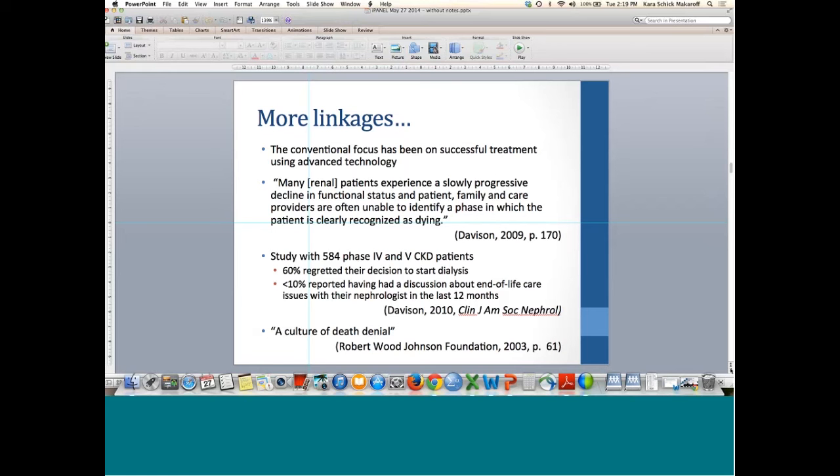There's another study that Dr. Davison did, and I have the reference for where that article is, with 584 kidney patients who are either at stage 4 or 5 of CKD, meaning they were either pre-dialysis or dialysis, or potentially in conservative management.